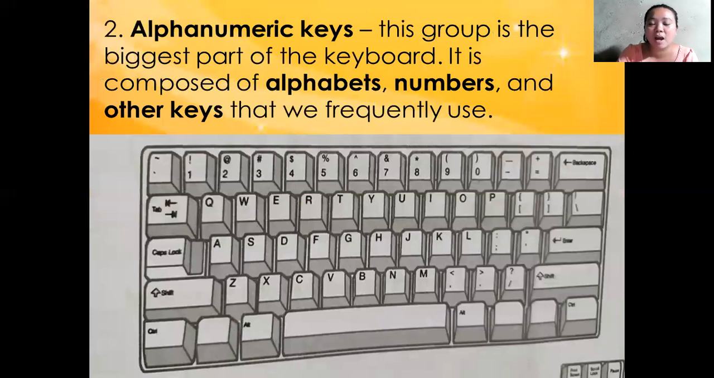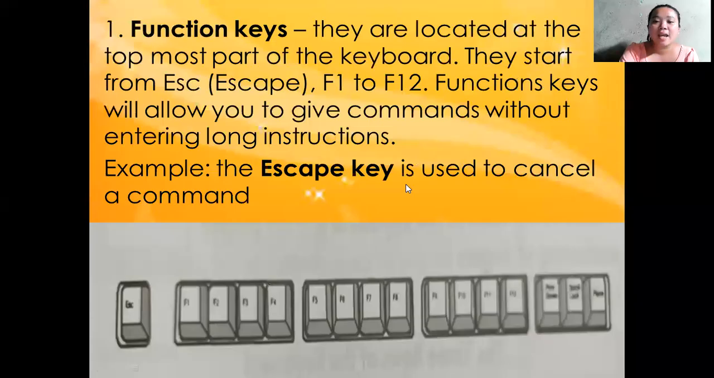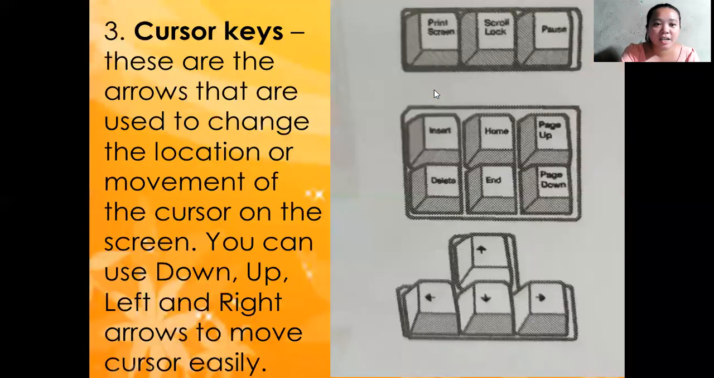Now let's go to our alphanumeric keys. Alphanumeric keys, this group is the biggest, right? Look at this one. It's the biggest, the red one. It's the biggest part of the keyboard, and it is composed of alphabets, numbers, and other keys that we frequently use. Alphanumeric keys are composed of alphabets, the numbers, and other keys.